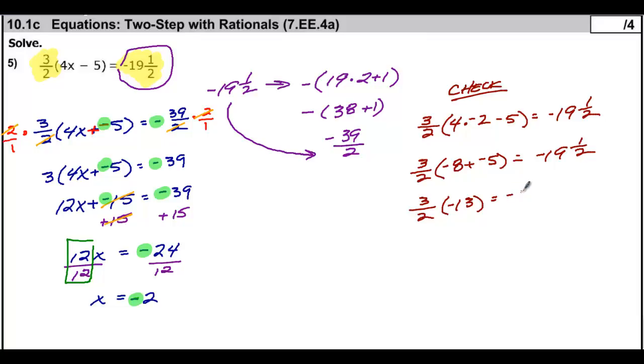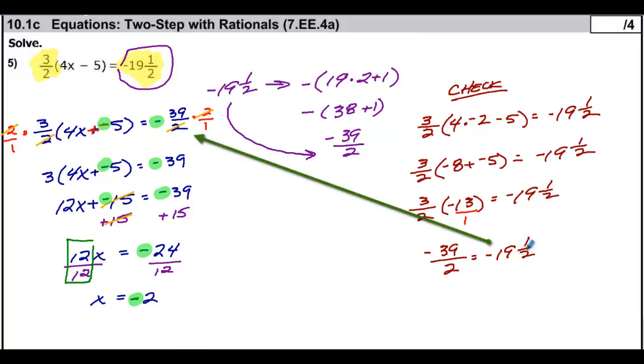Does that equal negative 19 1/2? We would go ahead and make that 13/1. We would do 3 times negative 13 is negative 39. 2 times 1 is 2. Does that equal negative 19 1/2? And if we go back, remember when we changed that negative 19 1/2 to a fraction, it was negative 39/2. So yes, that is all correct. And we can be happy.